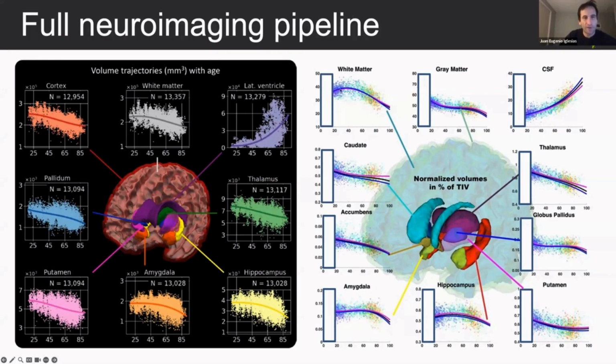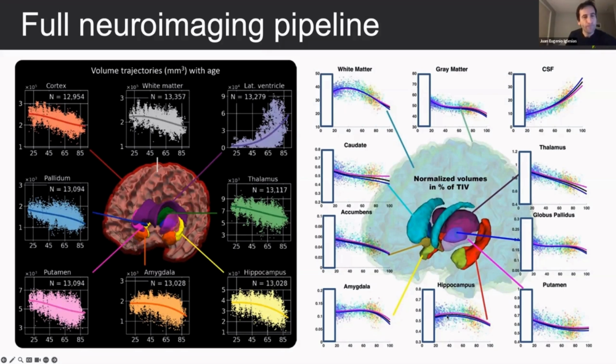Like I said, the white matter lasts a bit longer, gray matter goes down from the beginning. This is the quadratic curve for the CSF. Basal ganglia, thalamus going down, hippocampus and amygdala lasting a bit longer. So we were very happy to see this.